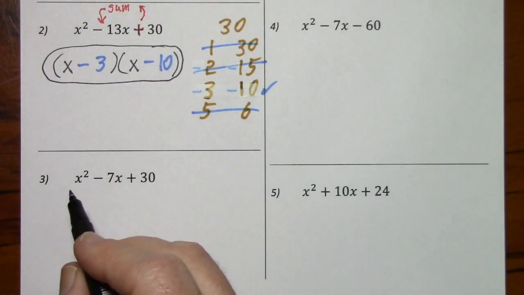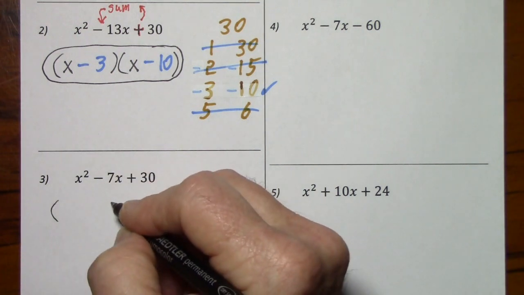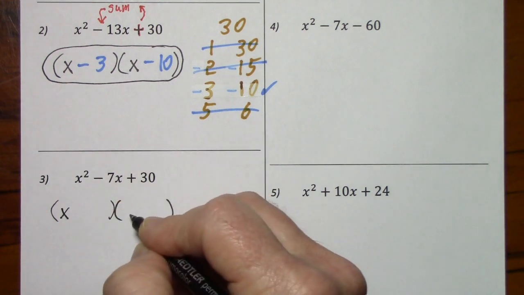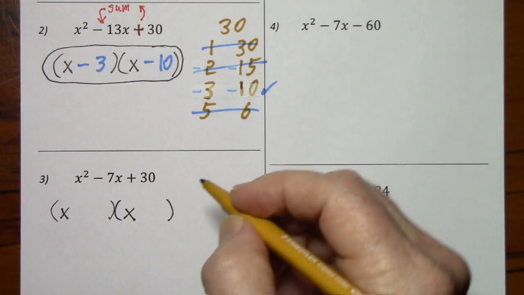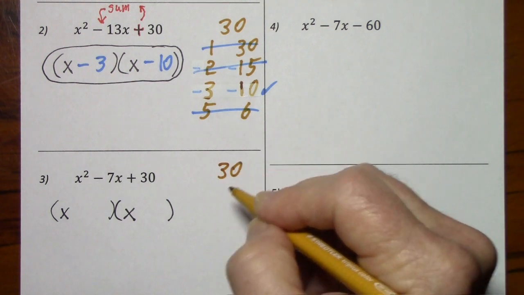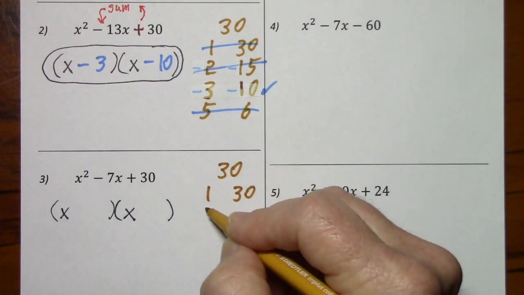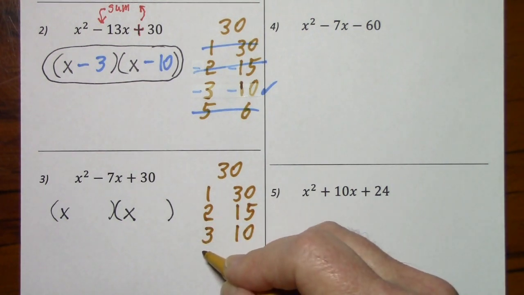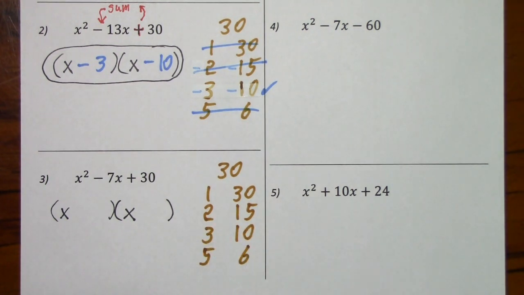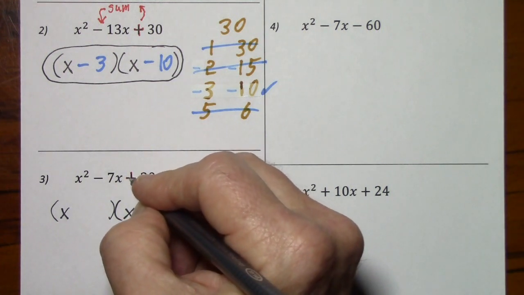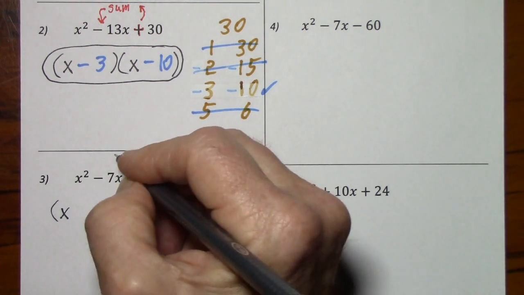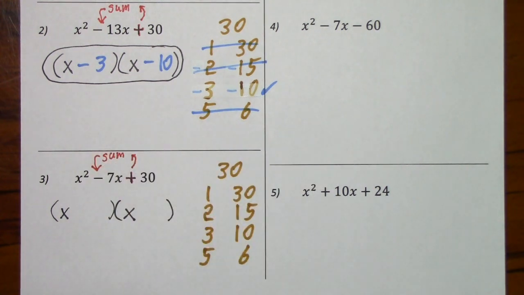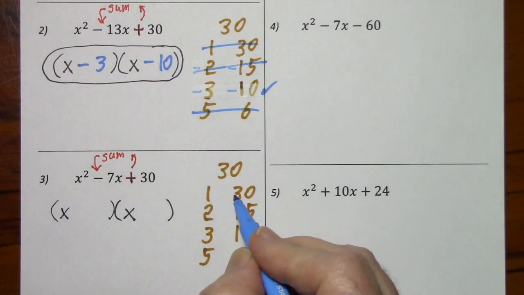Looking at number 3, to factor this, we can take care of our x squared. For the 30, we'll list the factors. 3. Noting that the last term is positive, we want a sum of negative 7. That is, again, the signs have to be the same.